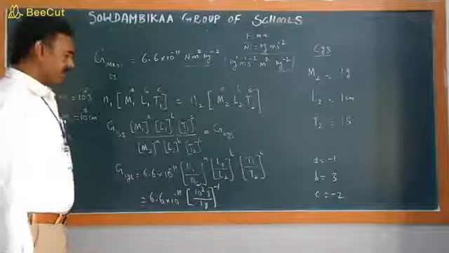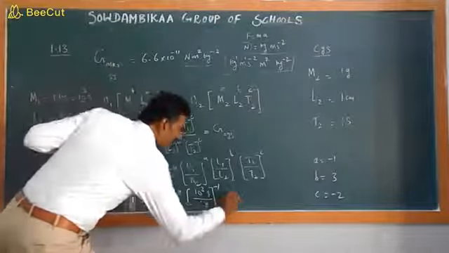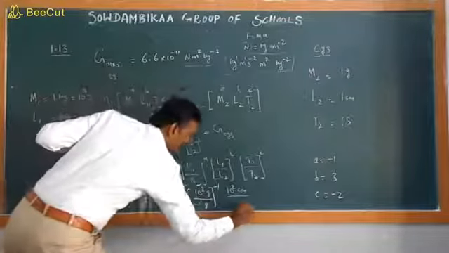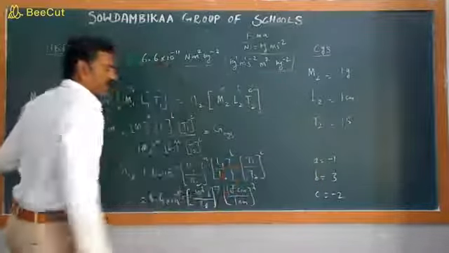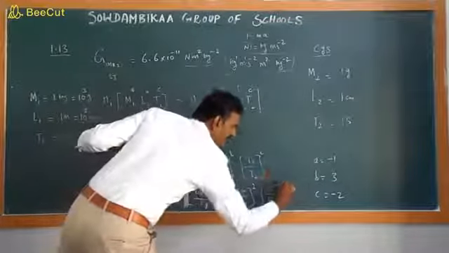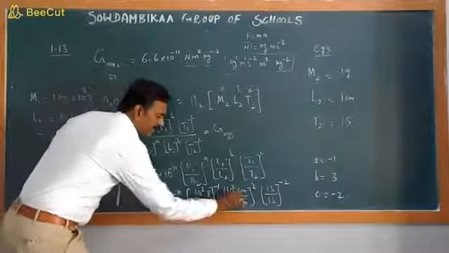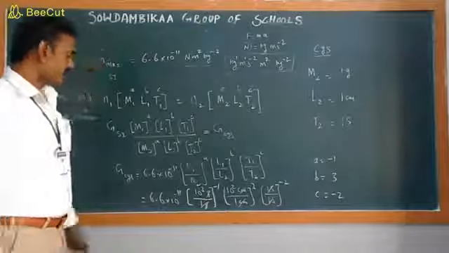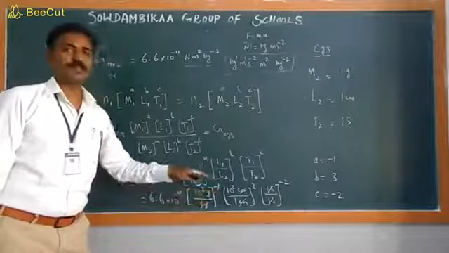Then what is the value for L1? L1 is equal to 100 centimeter, so 10 power 2 centimeter divided by L2, that is 1 centimeter, power b. b is equal to 3. Then time is 1 second divided by 1 second, power c. c is the value minus 2. Gram, gram, centimeter, centimeter, second, second get cancelled. Then the power will be 10 power 3 whole power minus 1, that is equal to 10 power minus 3.